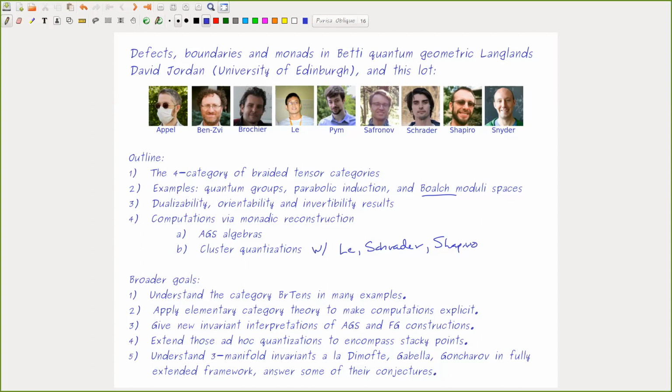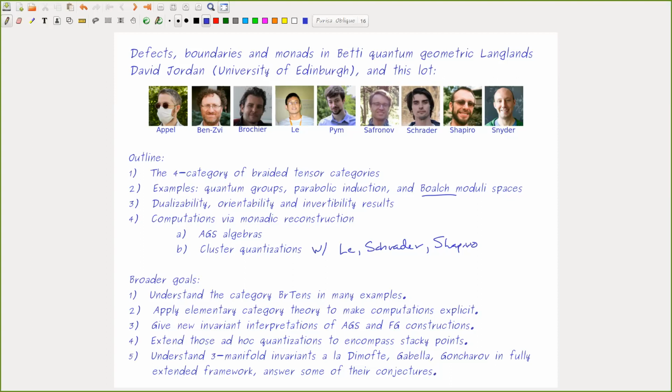Right, so beyond stating some theorems, the broader goals are to just give you some feel for this 4 category. It's a very interesting 4 category. And sort of show how some really well-established elementary category theory can be used to get a handle on this thing. And aside from just recovering these 2 classical constructions in quantum topology, by cooking them up in this fully extended way, we get some new tools for studying those.